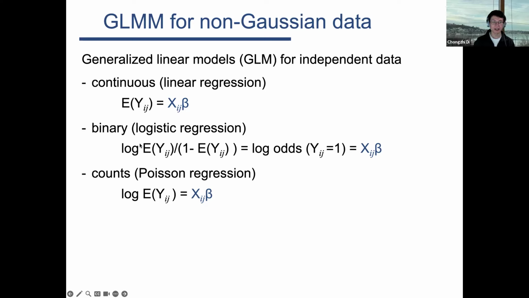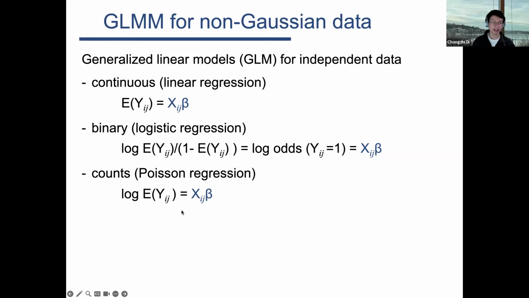So typically we use a logit link. We take the logit of the expectation, and it can be interpreted as the log odds for the outcome y equals 1. So we use a regression model of xi beta on this log odds of the outcome. For count data, like Poisson regression, we typically take the logarithm of the average values and then regress on some covariates.